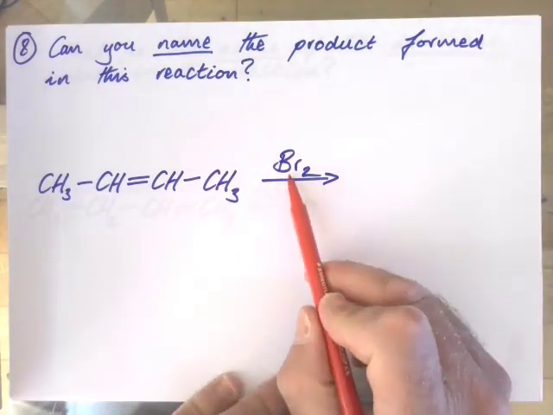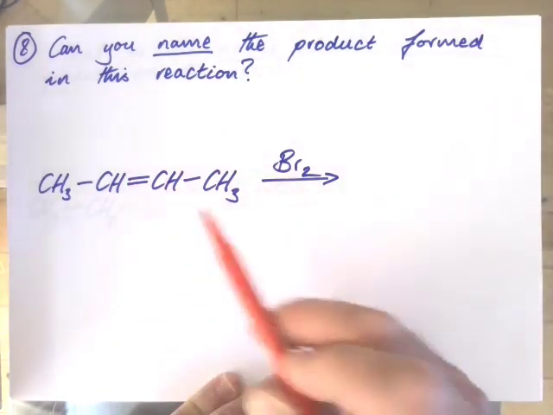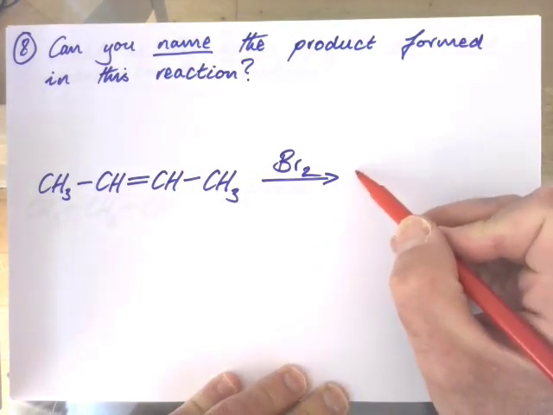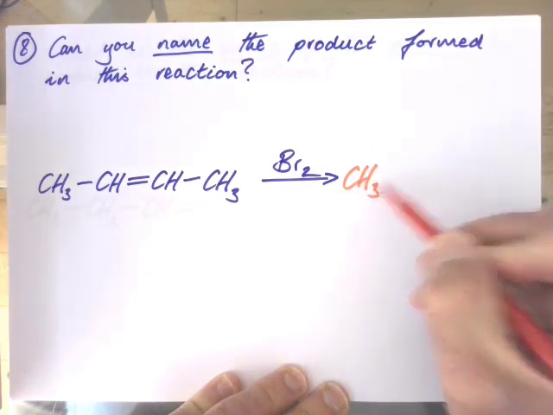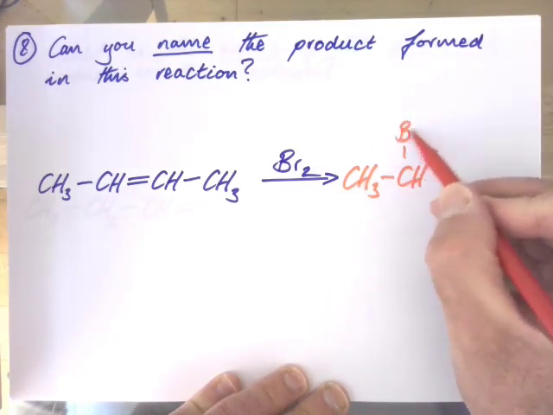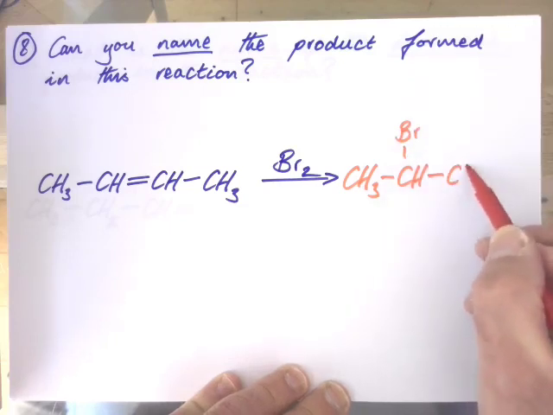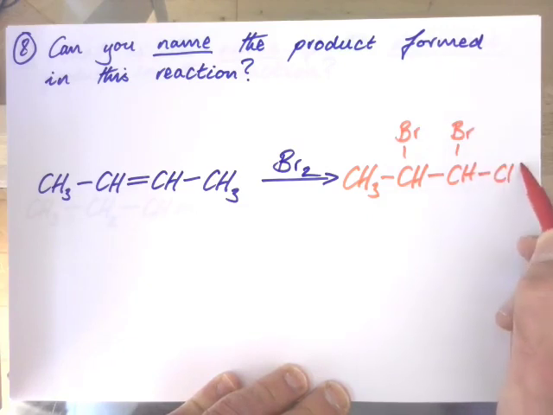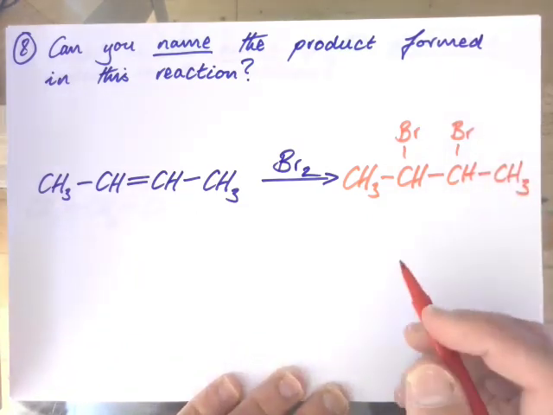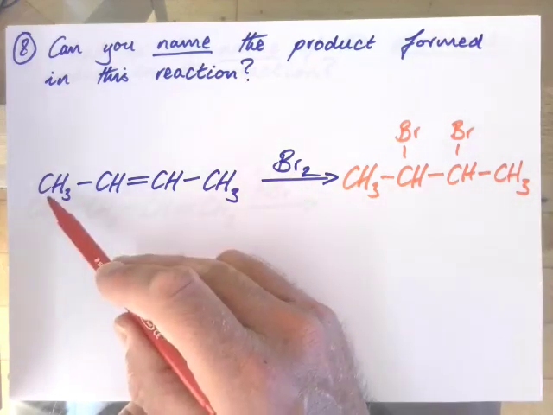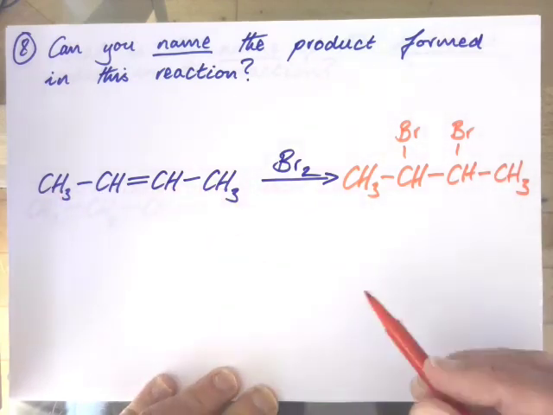So this bromine is going to add across this double bond, an electrophilic addition again, like all alkenes do. So let's draw out the structure of that product. The CH3 at the end here is not going to be doing much at all. That CH will now have a bromine attached to it. That CH will also have a bromine attached to it. And this CH3 over here will have nothing new attached to it. So here's our product, electrophilic addition of bromine onto but-2-ene.